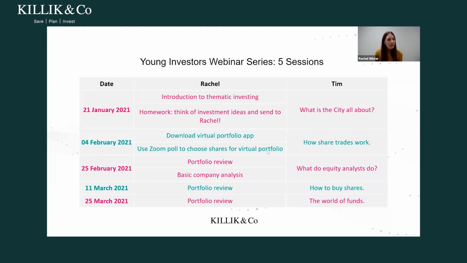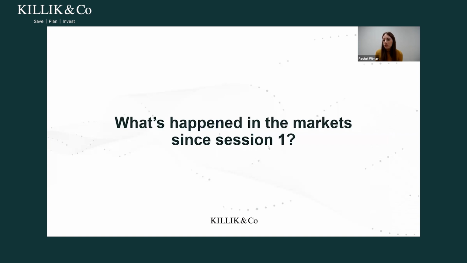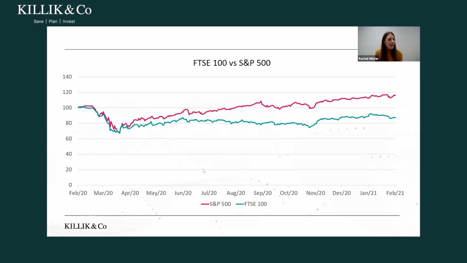But before we have a look at the stocks that you all kindly sent in to us, I'm just going to run through a few things that have happened in the market since our last session, which was 2 weeks ago. So here we've got a chart showing what the market's done over the last 12 months. This chart is what we call indexed, so it's just showing the percentage return in the market over the last year. In the pink, we've got the S&P 500, that's the American stock market, and then in the green, we've got the FTSE 100, and that is the UK market.